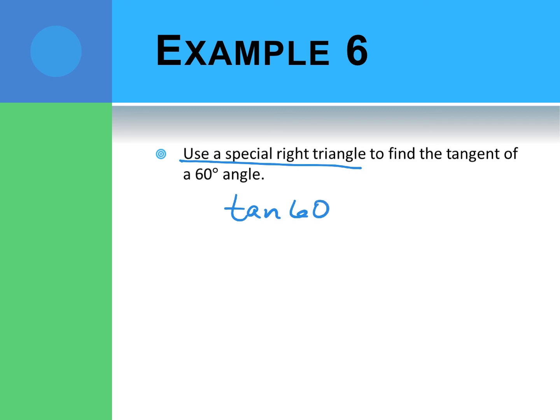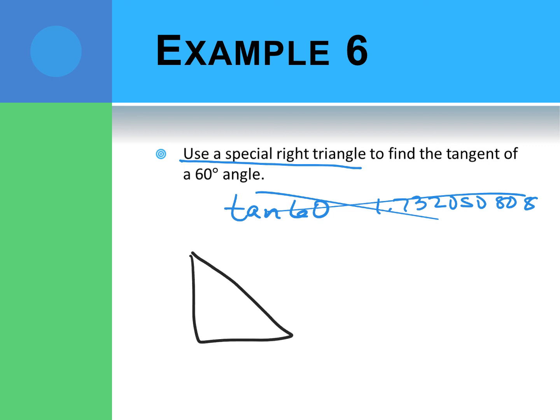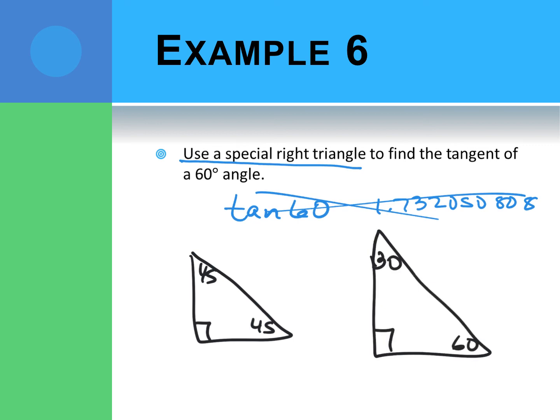you tell me that the answer is 1.732050808, you just got it wrong. So what we want is simplest radical form. So let me redraw the two special right triangles. 45, 45, and 90. And then 30, 60, and 90.